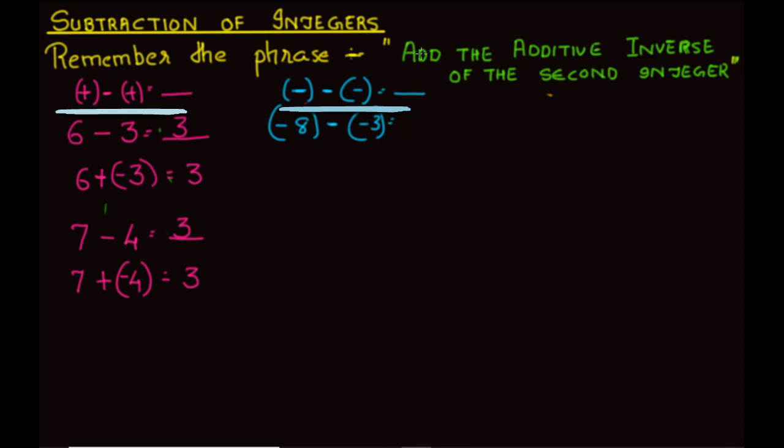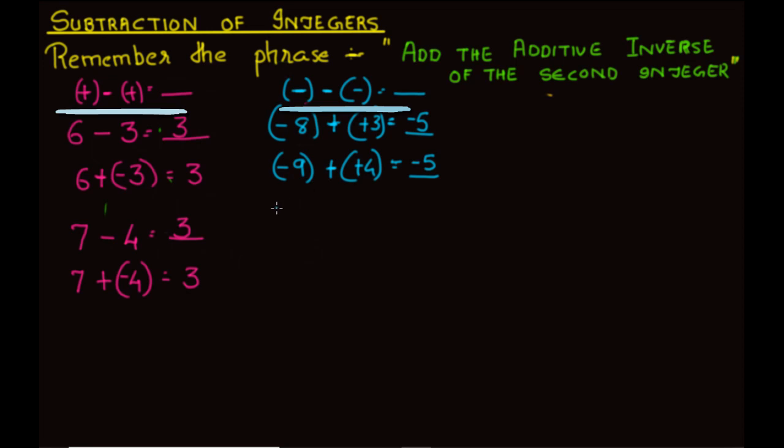So, as I said, add the additive inverse. So, when I say add the additive inverse, I'm going to add the additive inverse of negative 3, which is positive 3. So, how much do I get? I get a negative 5. Cool? Let's take another one. Negative 9 subtracted by negative 4. Again, how do I subtract this? Add the additive inverse. I get a negative 5.